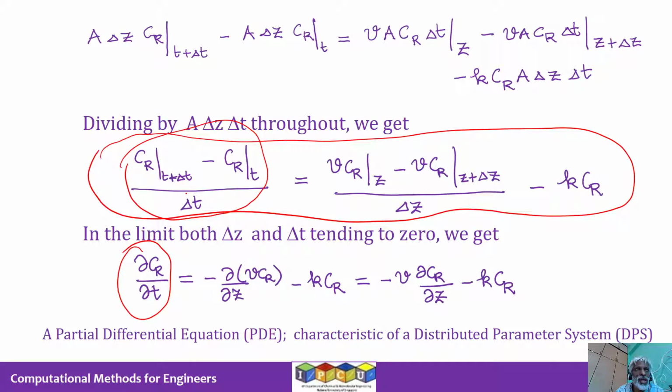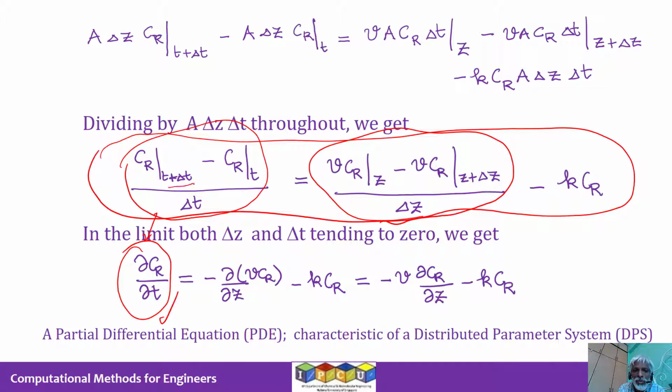But here we recognize the fact that CR depends both on time and position. Therefore, instead of saying dCR by dt, we will use the partial derivative because CR is going to depend on both t and z. So I cannot write dCR by dt, rather I'll write dou CR by dou t, right? So this becomes this when delta t goes to 0. What happens to this as delta z goes to 0? Please understand that it is flipped. It is VCR at z minus VCR at z plus delta z divided by delta z, and delta z is tending to 0 now. So the order is flipped.